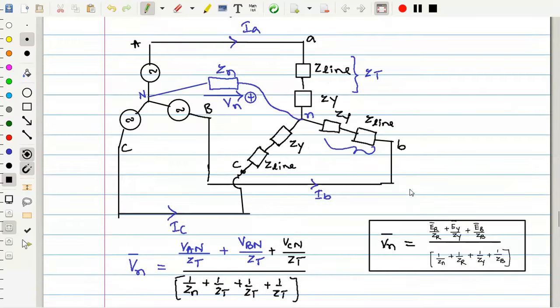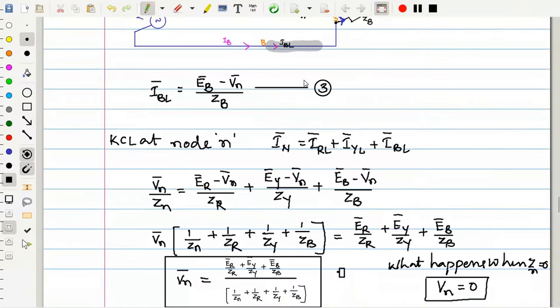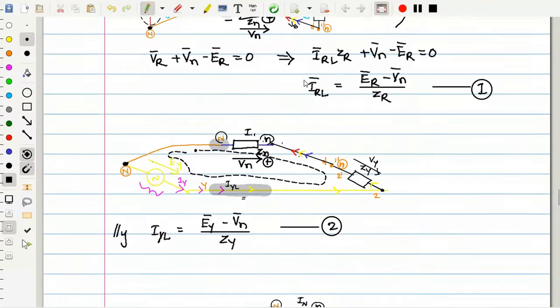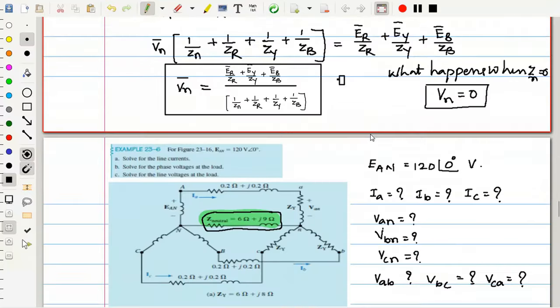Now, if Vn is 0, can you tell me what is Ia? Based on the circuit, you can write the equations. You need not remember anything. Basically, Ia is nothing but IR here, IR is equal to ER divided by ZR. So ER minus Vn, actually Vn is equal to 0, so ER divided by ZR. Is this clear? But you need not remember those things.